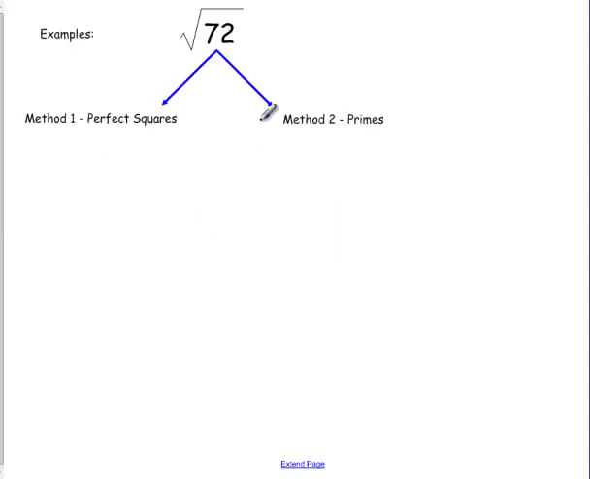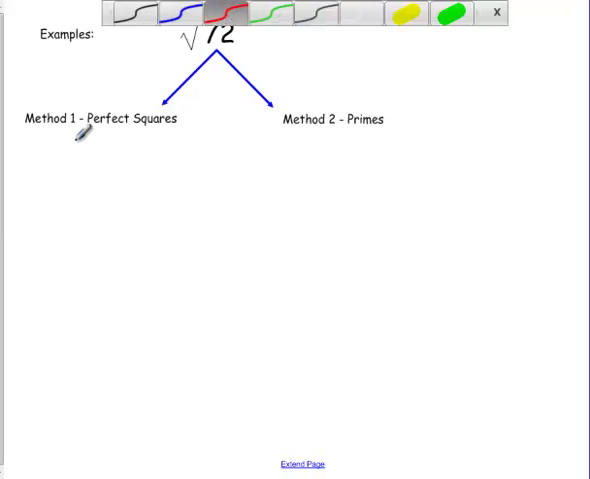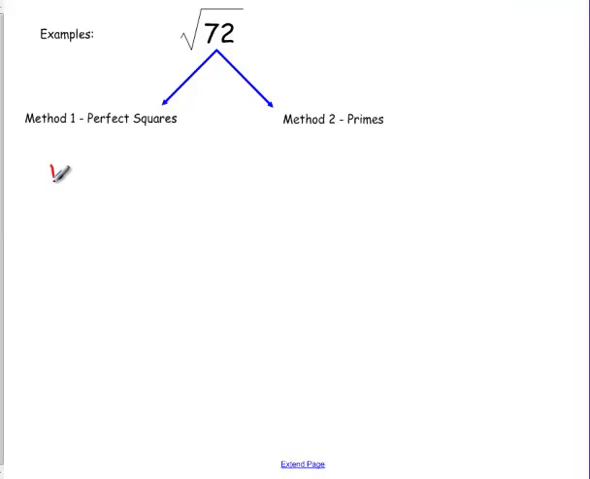All right, so here's an example. We'll work both ways. Method 1 is called the perfect square. So what you do is you look at 72 and you think of a perfect square that goes into 72. Now most of you will come up with 9 and 8. 9's a perfect square. You get 3, the square root of 9, and then you can't take the square root of 8.